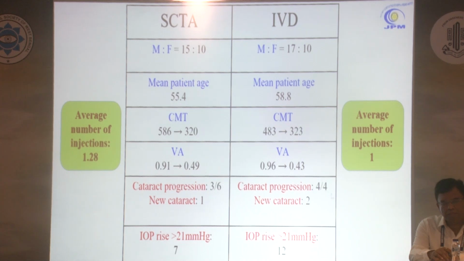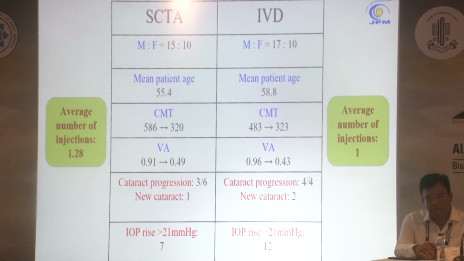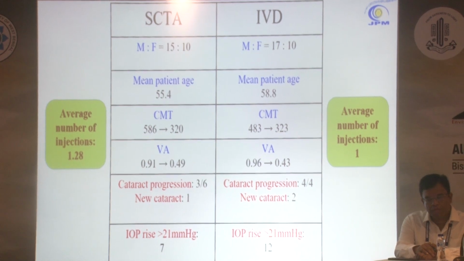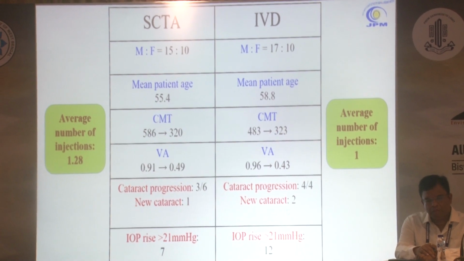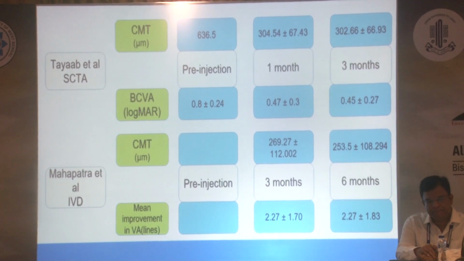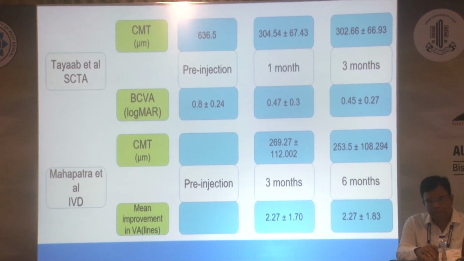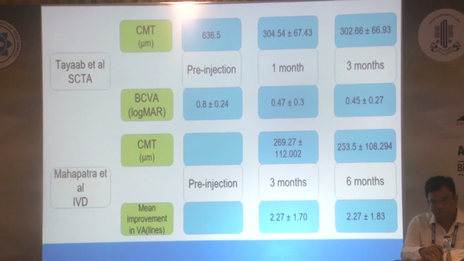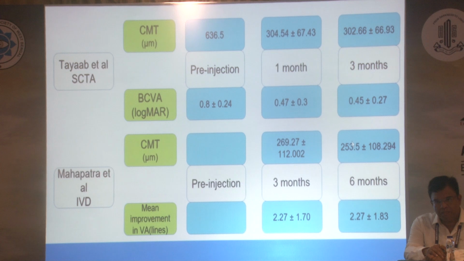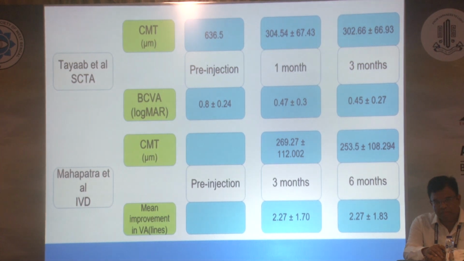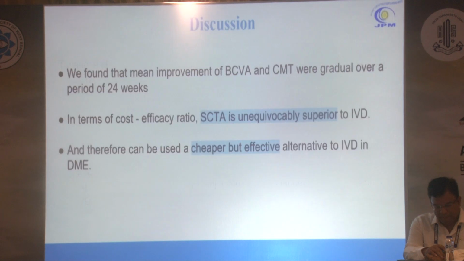4 out of 4 in IVD group almost progressed some amount of cataract, and there are 2 patients who developed new cataracts. So we tried to see the earlier studies available, one in SCTA group and one in IVD group, and both were showing similar results in decrease in both CMT as well as improvement in visual acuity.